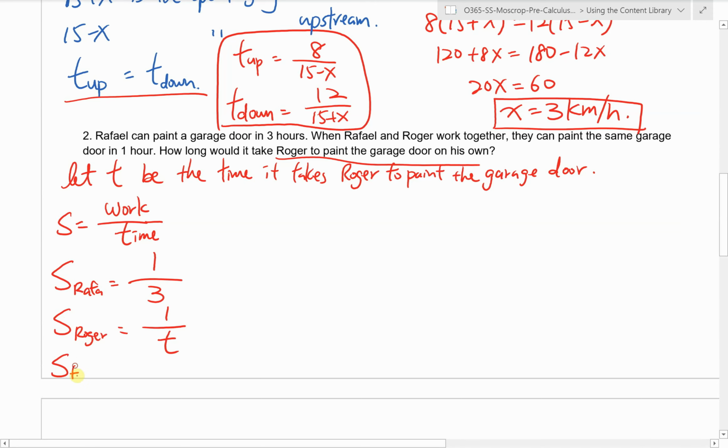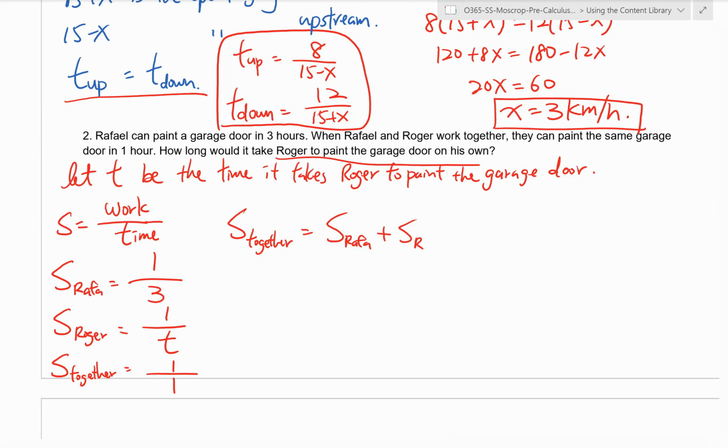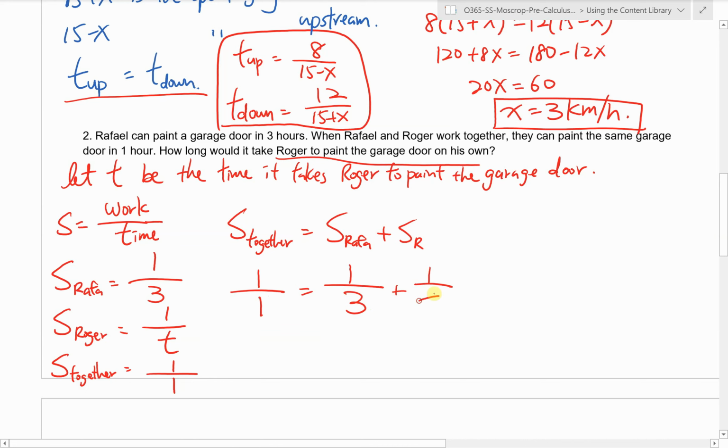Now, the speed together, right? It says if they were to work together, they can finish this in 1 hour. So the speed together is simply the speed of Rafa plus the speed of Roger. Here are the expressions, and this is how they are related. The speed actually adds up. So the speed together is 1 door in 1 hour, and this is 1 door in 3 hours for Rafa, plus 1 door in t hours for Roger. So there is our rational equation, and we can solve this.